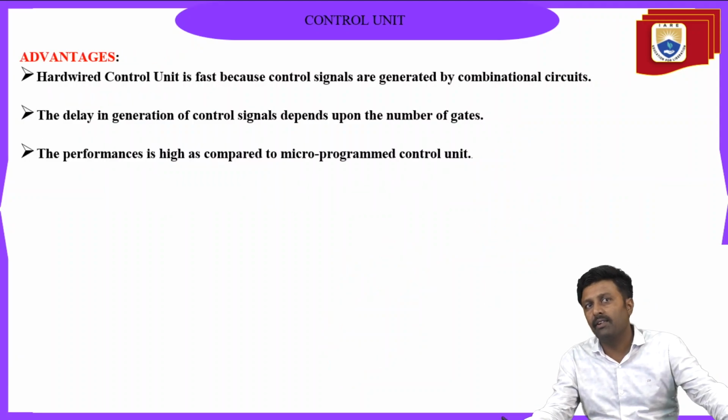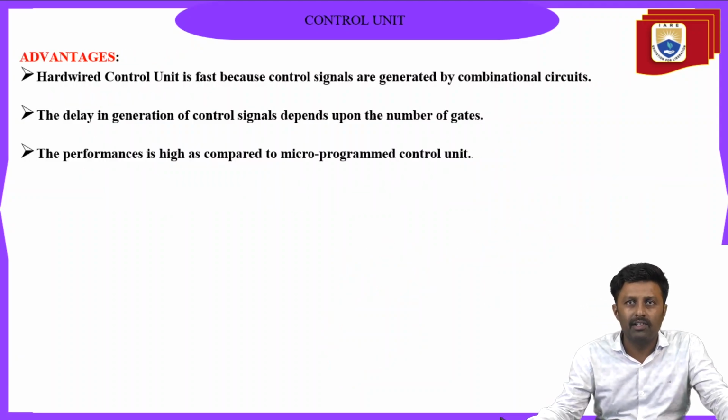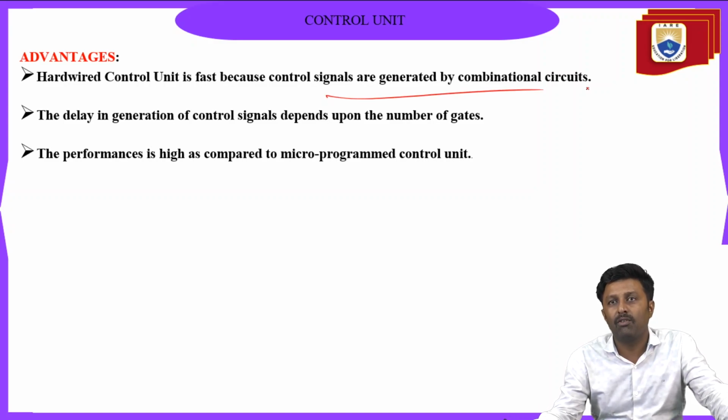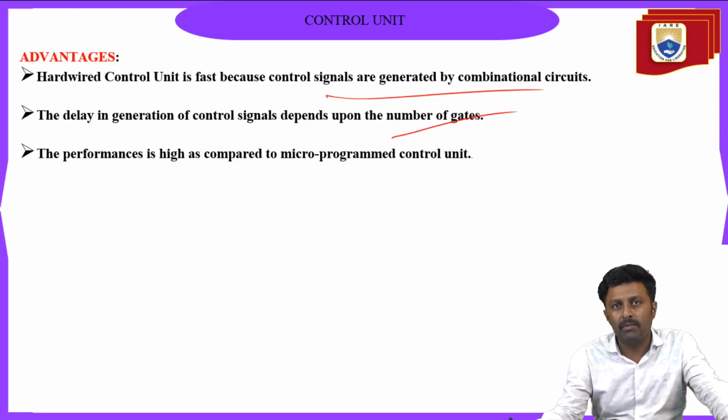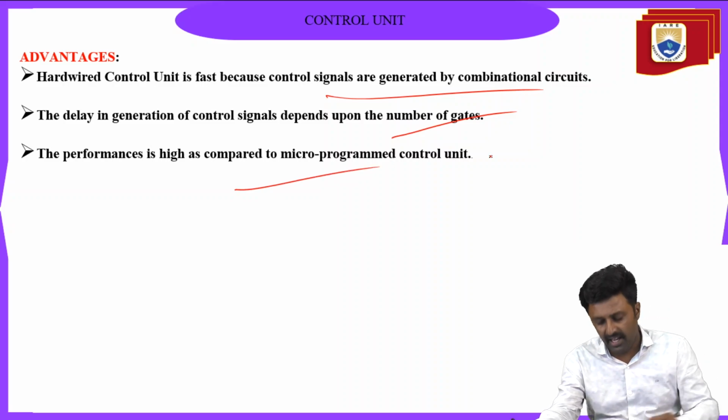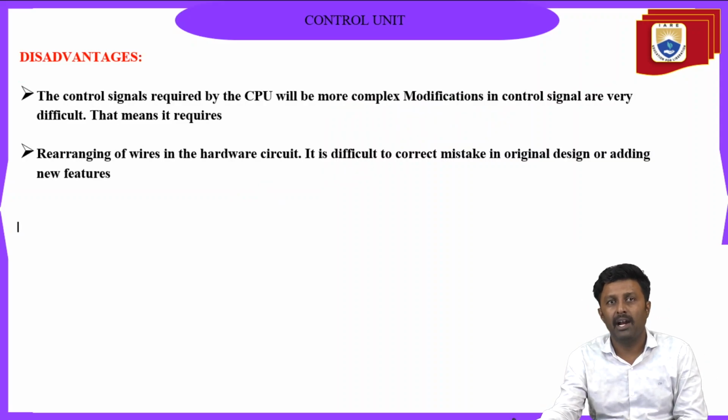So we'll see the advantages of the hardware control unit. That is, it is fast because the signals are generated by combinational circuits. The delay in the generation of the control signals depends upon the number of gates we are using. The performance compared to the microprogramming unit is high. So these are some of the advantages.